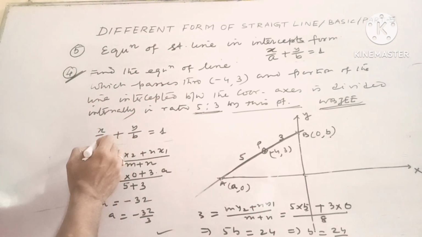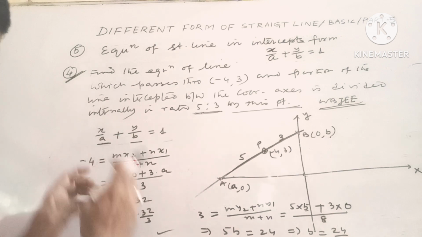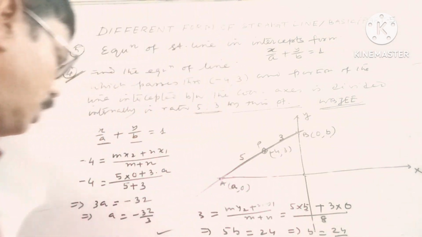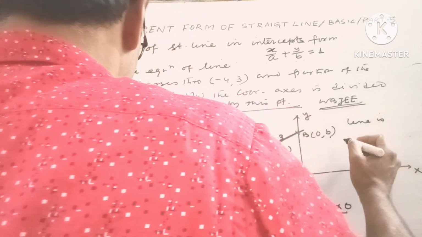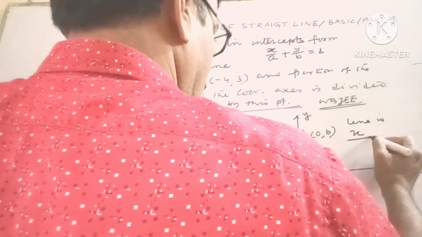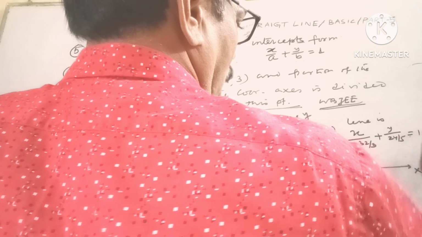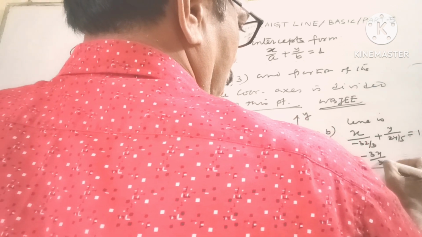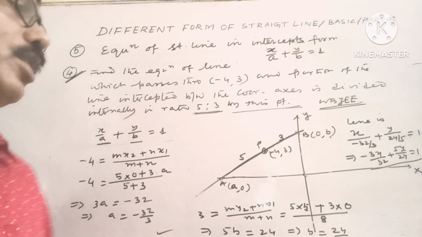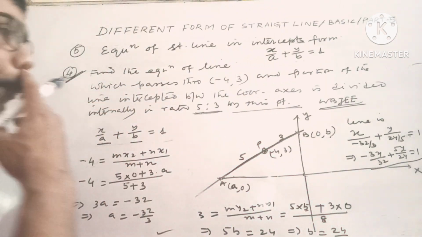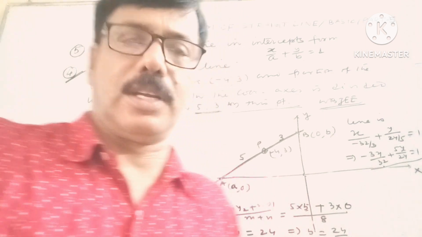So we are getting two unknowns, a and b, and we have found both. If we put the values of a and b, we get the equation of the line. Now what is the equation of the line? The line is x by (-32/3) plus y by (24/5) equals 1, or -3x/32 plus 5y/24 equals 1. So you may simplify it by taking the LCM of 32 and 24. So we are getting the answer.